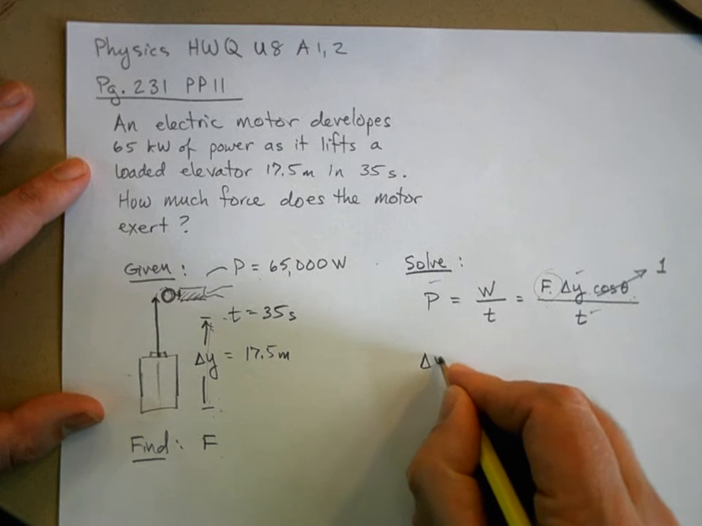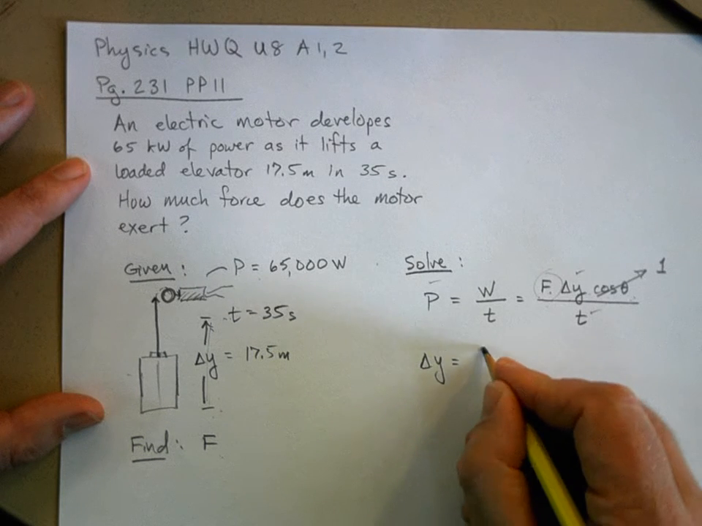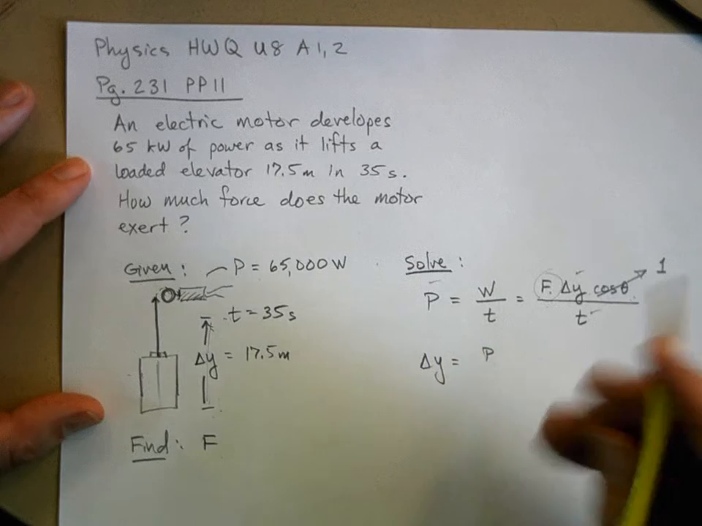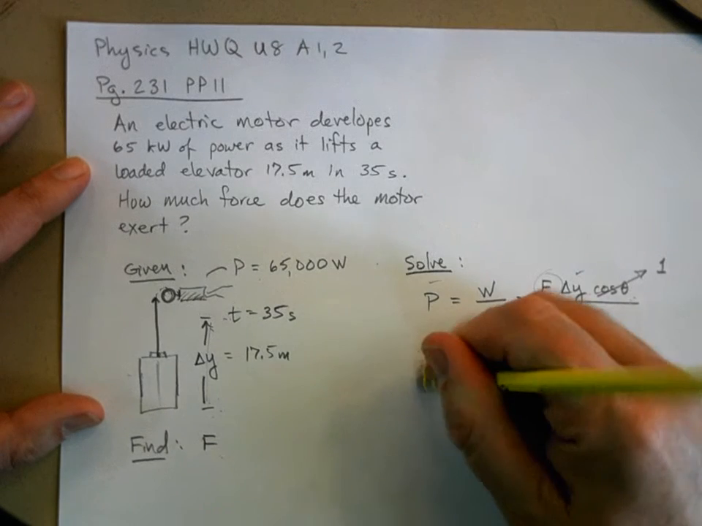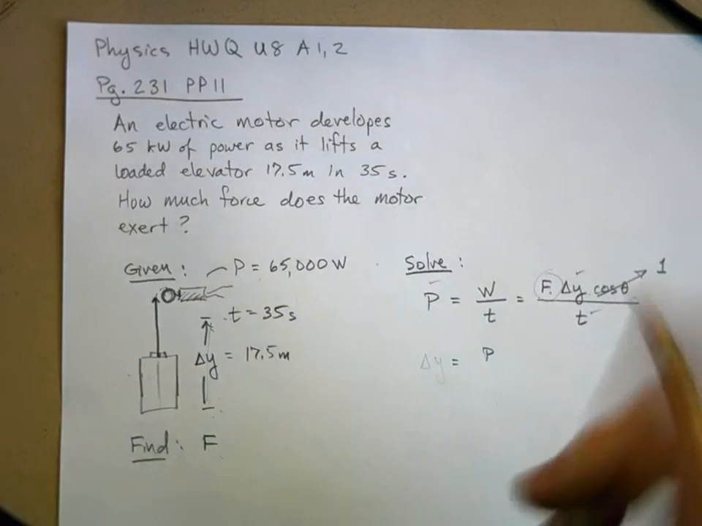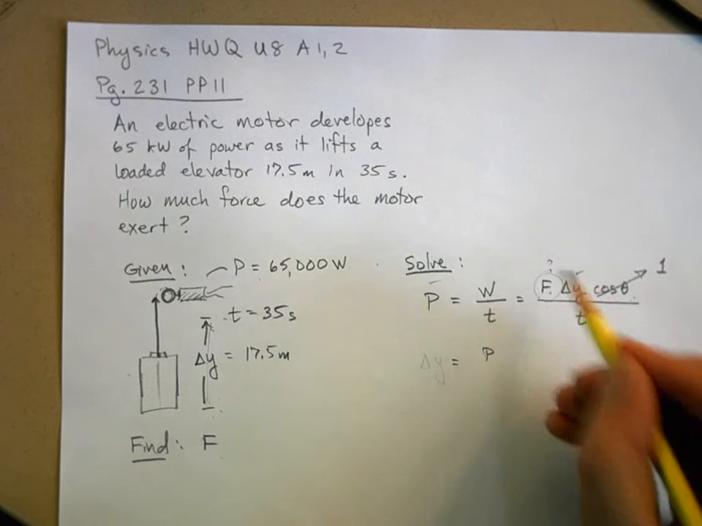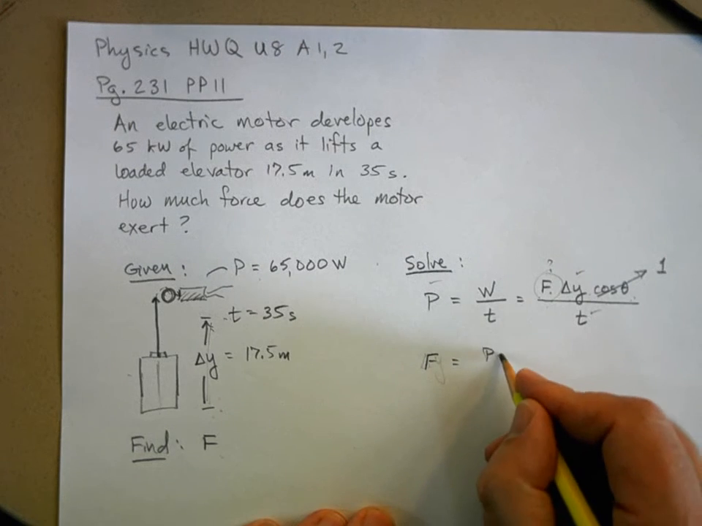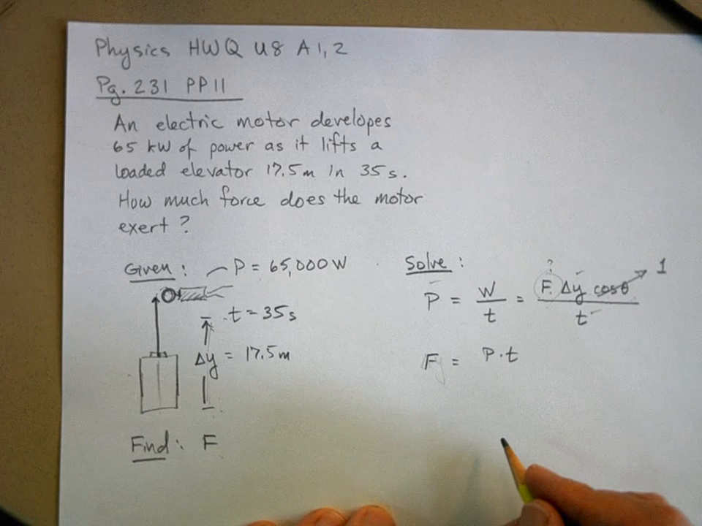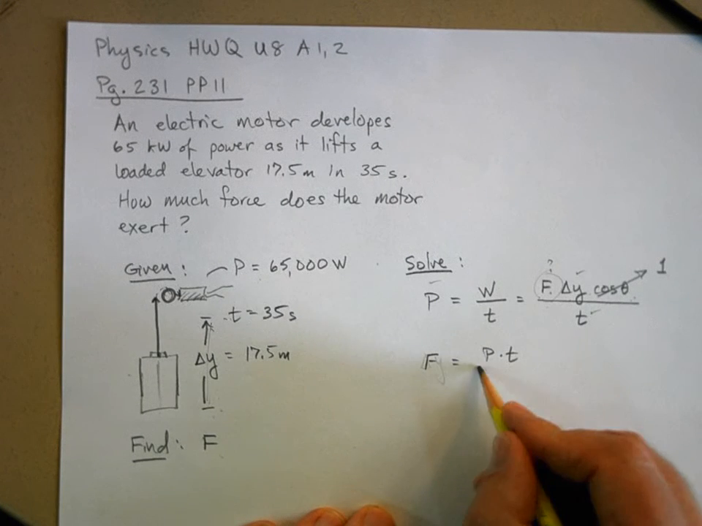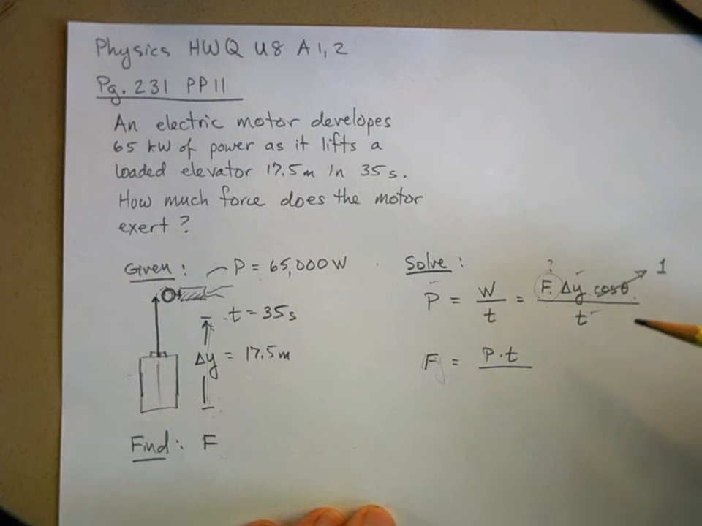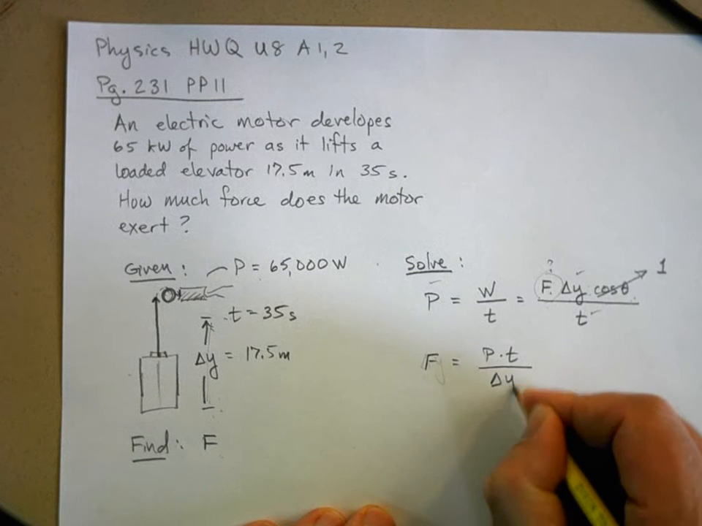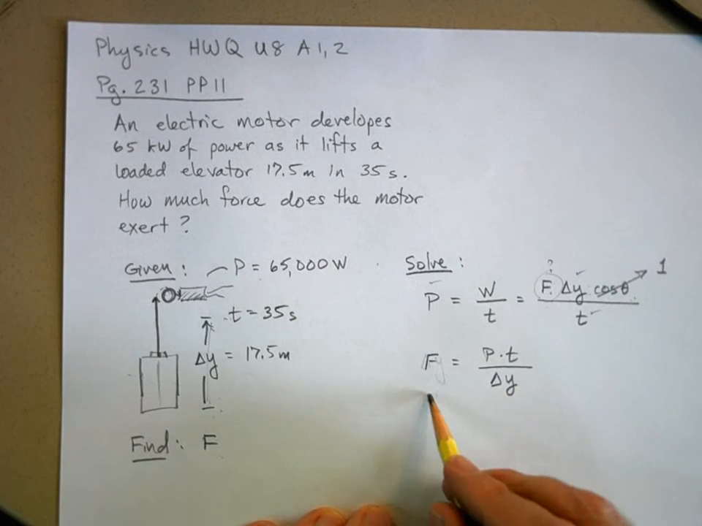So the force, we're solving for force, will be equal to the power times time. Power times time is work. That's how much work was done. And then you divide by delta Y. Work divided by displacement will give you the force.